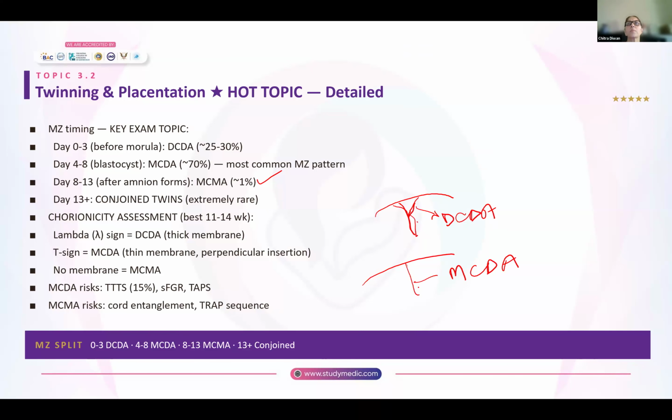And in MCMA, no membrane is there. You will only get formation of the amnion and then you will get the placenta.